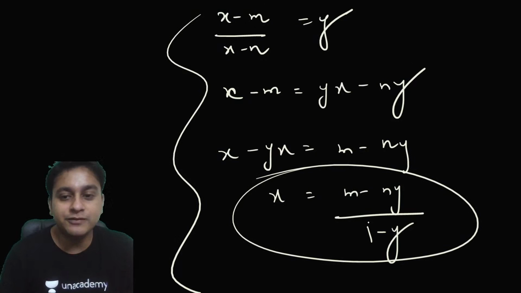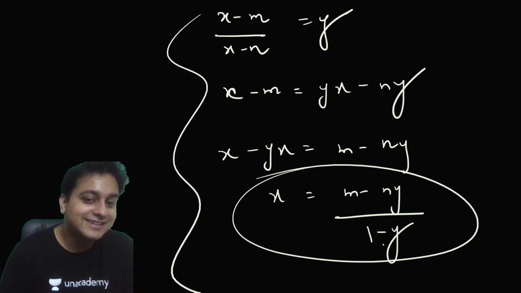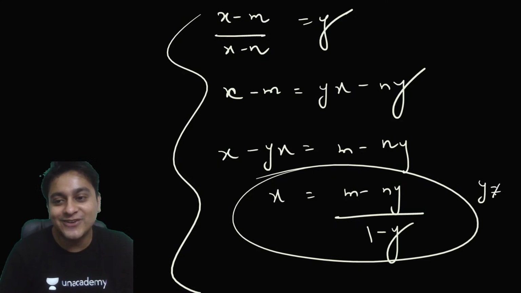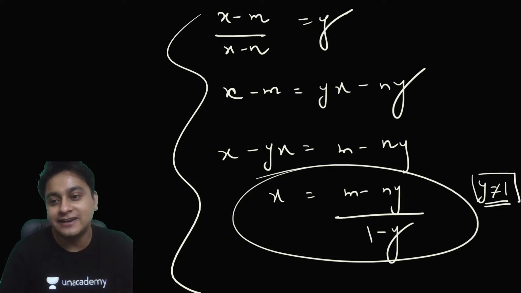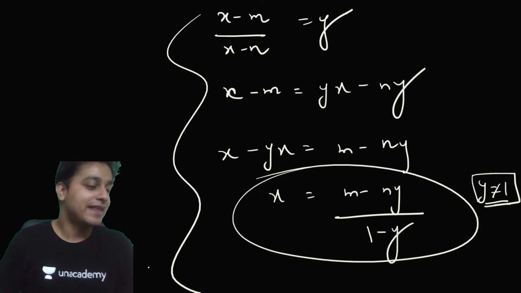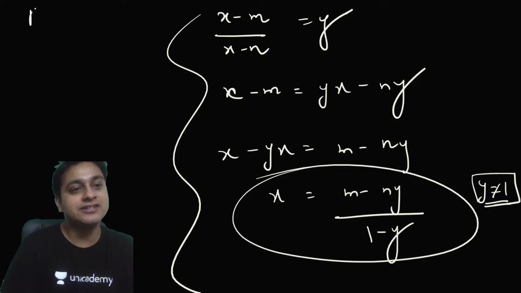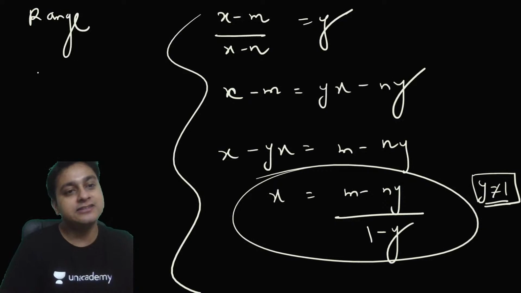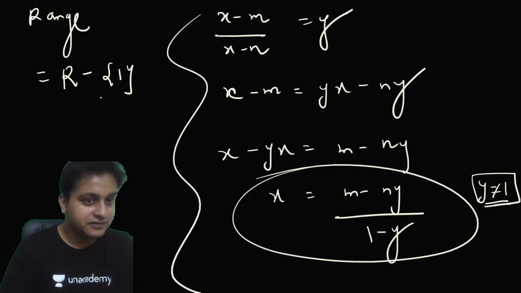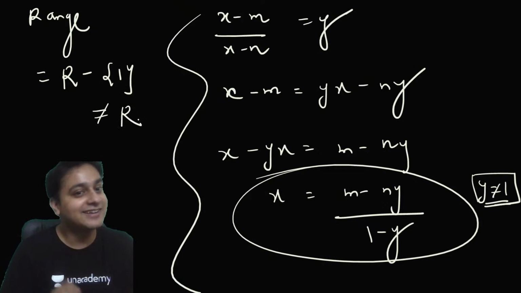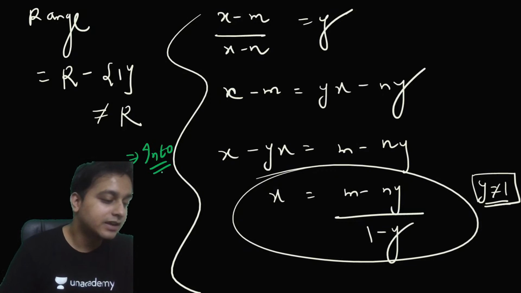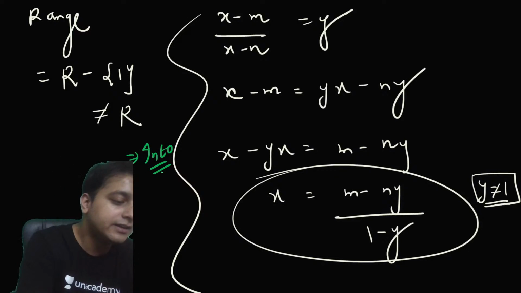Okay, guys, so this is what we have. Can my y be one? No, my y can't be one. Understood? And that's the reason why the range is all real except one, which is not equal to R. Therefore, it implies it is into. Understood, guys? Amazing question, right? Got it? Everyone clear? Are we ready?